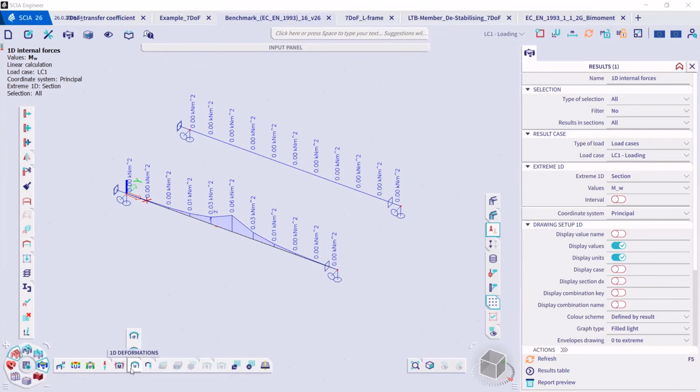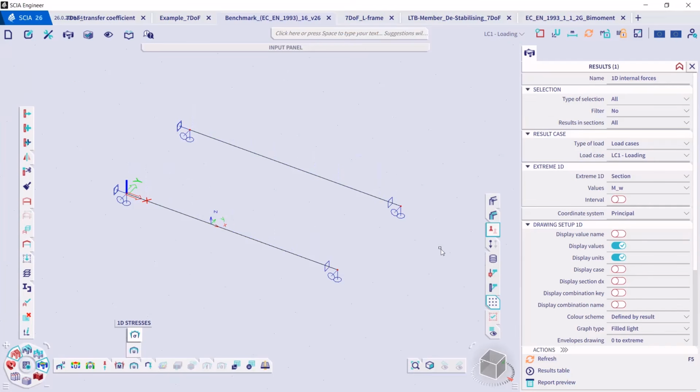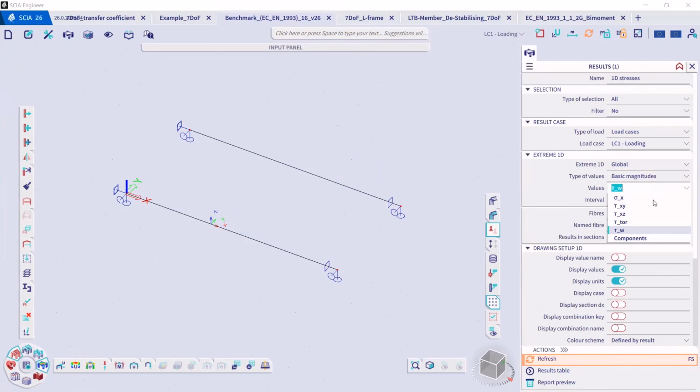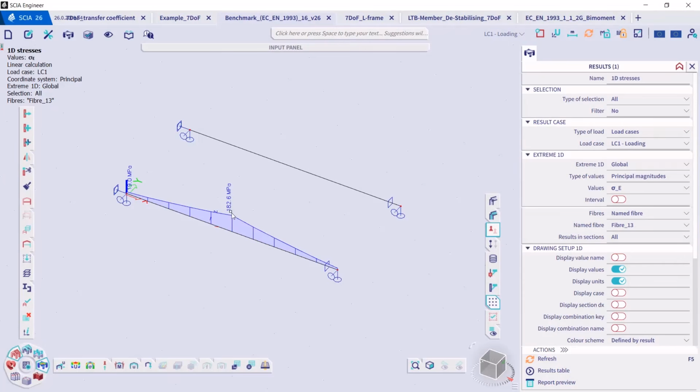And if we look at the stresses, at the principal magnitudes, sigma E, the von Mises stress, we can see that we have 182.6 megapascal. And if I ask for it also in general for all fibers, we can see that on the second beam, the value is a bit smaller. I have 160.5 megapascal.